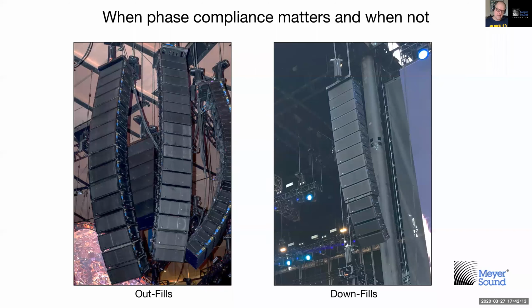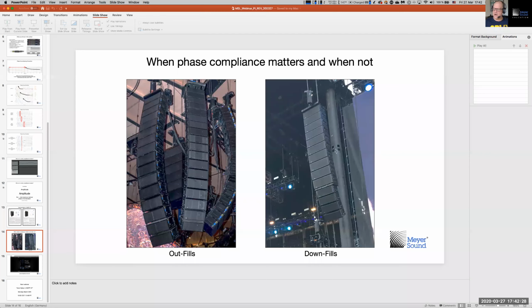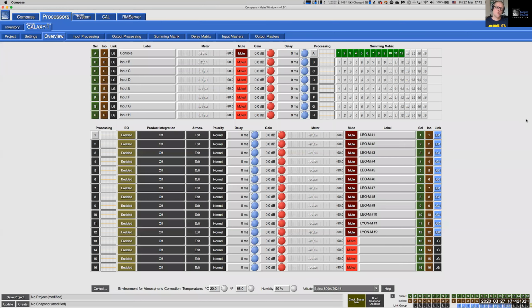On the right-hand side, there is an additional thing to be mindful of, because the Leo and the Lion loudspeaker do not have the same internal propagation delay. So to finish this webinar, we're going to look at Compass and how you would introduce these settings in our control software. Over here you see the overview screen in our Compass control software.